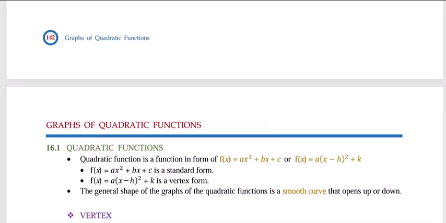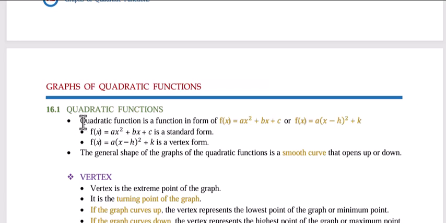Basically, when we talk about a quadratic equation or a quadratic function, a quadratic function is a function in the form of ax squared plus bx plus c. The normal one, which we know is the standard one, is f of x equals ax squared plus bx plus c, which is the standard form. So we use this one here.